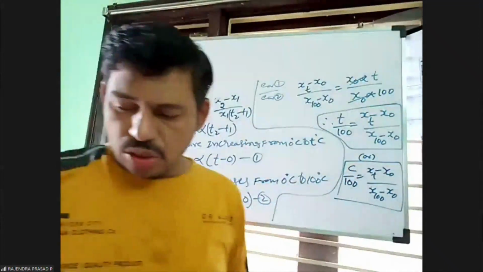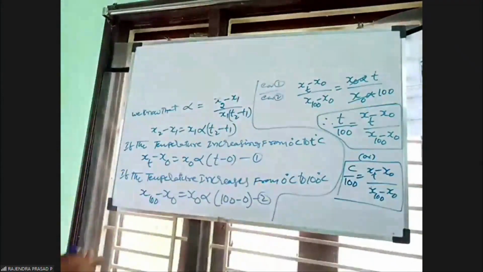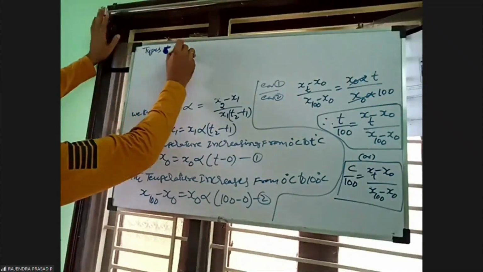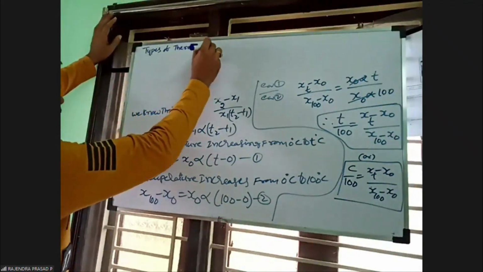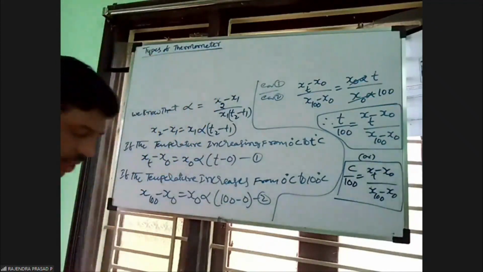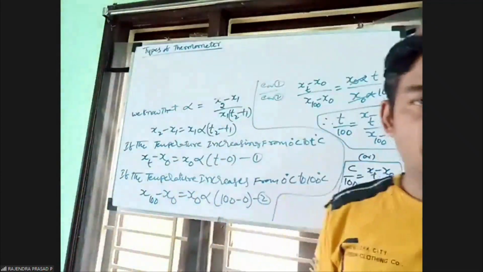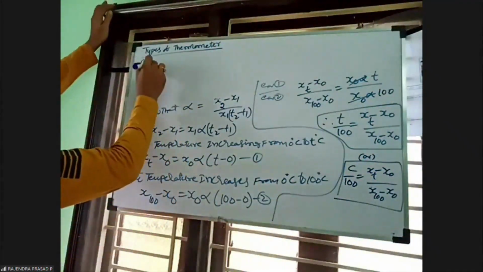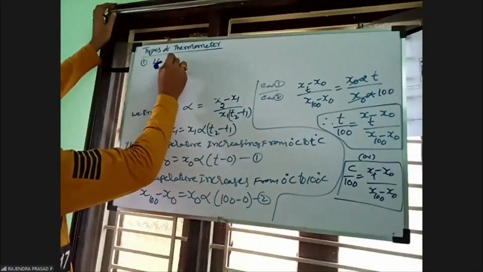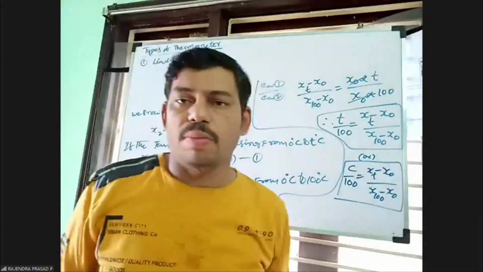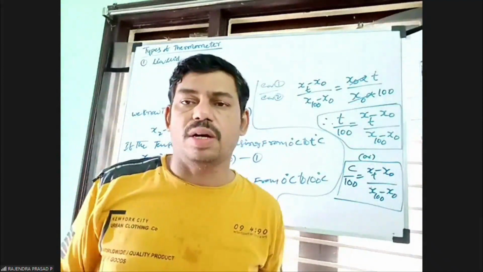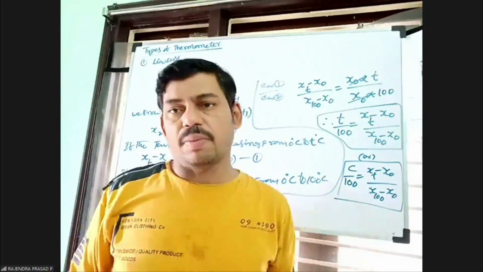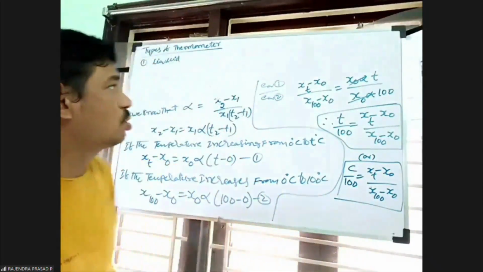Right. So, types of thermometers. There are 7 types of thermometers: liquid thermometer, constant volume thermometer, constant pressure thermometer, resistance thermometer, thermoelectric thermometer, radiation thermometer, and vapor pressure thermometer. The first one is the liquid thermometer.